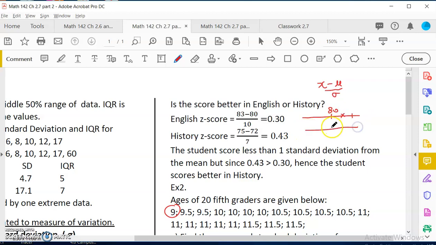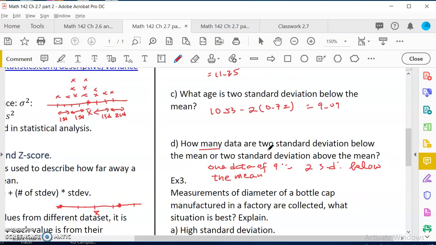But for history, the mean is 72. The tick mark is smaller, and the score is 0.4 tick marks, so it's a little bit more. Well, this 0.4 is actually less than a half, but 0.4 is better than 0.3. So the student scored less than 1 standard deviation from the mean in both, but 0.43 is greater than 0.3. So the student scored a little better in history. So you can use it to understand relative standing.